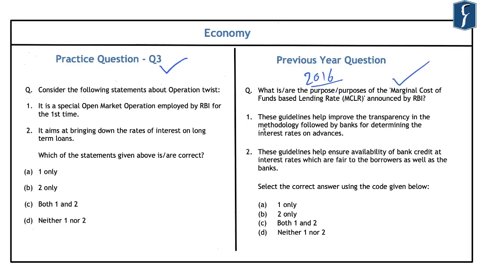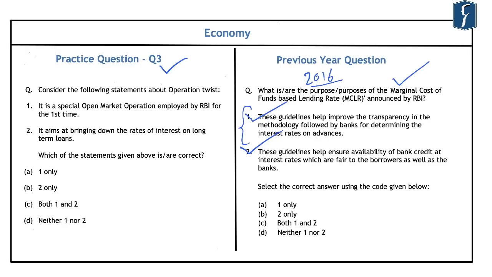So in this, the first statement that is given here, that is, these guidelines help improve the transparency in the methodology followed by the banks for determining the interest rates on advances, is a correct statement. And second is that these guidelines will help ensure availability of bank credit at interest rates which are fair to the borrowers as well as the banks, which is also a correct statement.